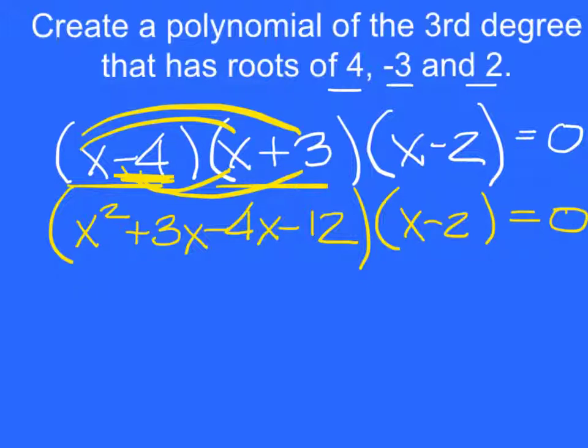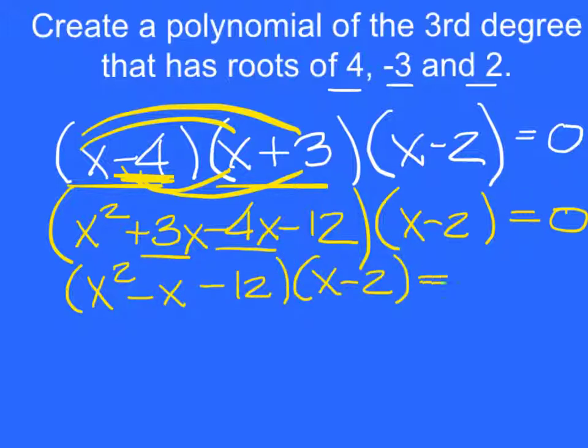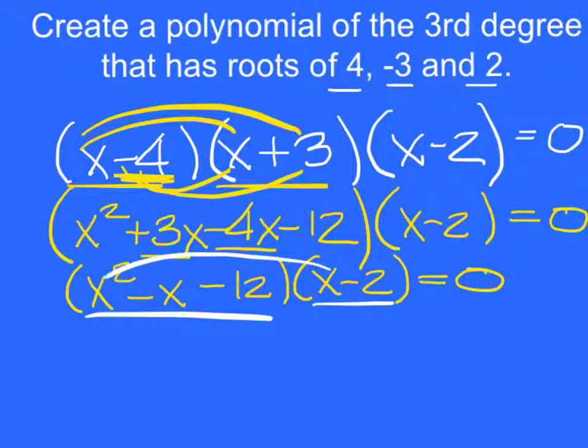Simplify inside that left-hand set so it's easier later on. 3x minus 4x is minus x. So now when you go to multiply by x minus 2, you have less to deal with. So when you multiply this by x minus 2, you're going to do x times x squared is x to the 3rd. X times minus x is minus x squared. And x times minus 12 is minus 12x.